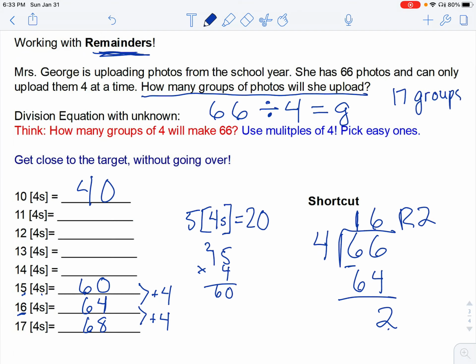Because I'm not just going to throw away those 2 photos. Even though it's kind of different, the last group will only have 2 in it, I'm still going to take the time to do that. And again, we'll talk about interpreting remainders as the weeks and days go on of your division education.